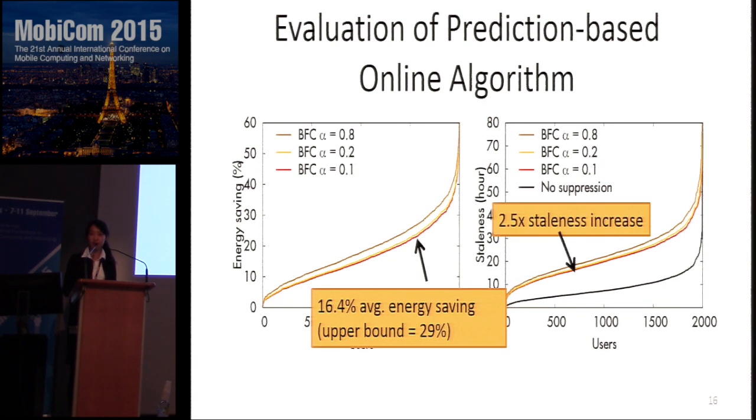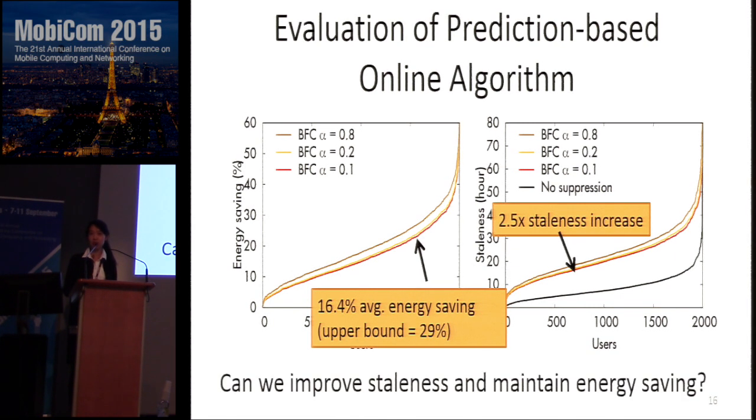And the figure on the right shows the average staleness of each app over all the time for each user. We can see the staleness increase when alpha is 0.1 is 2.5 times compared to the no suppression case. So we want to ask ourselves, can we do better? Which means, can we improve the staleness and still maintain the energy saving?